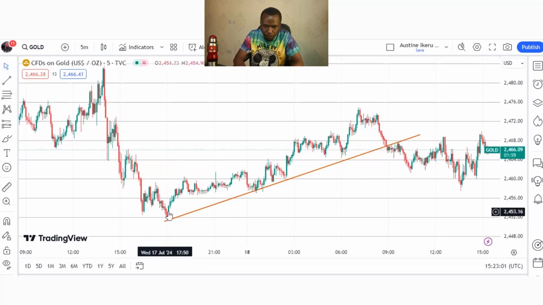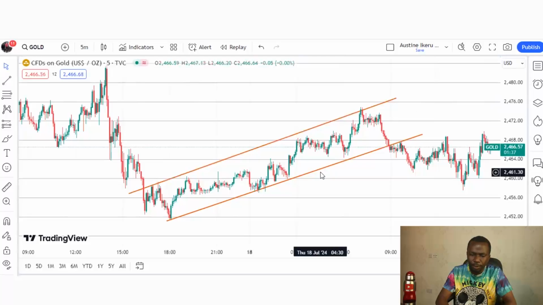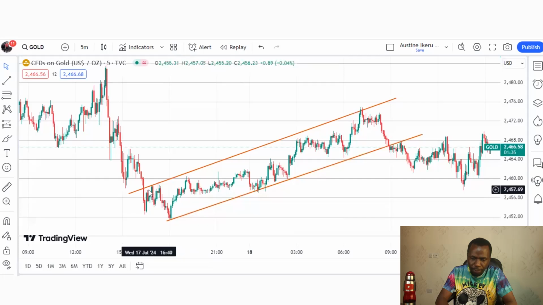So for the fact that we have plotted our trend line, what we're going to do right now is we also have to plot another trend line at the top. So this is the second trend line. It will now look in form of a channel. So now what is our job? Our job is we wait for the price to come and test this trend line for us to take action.